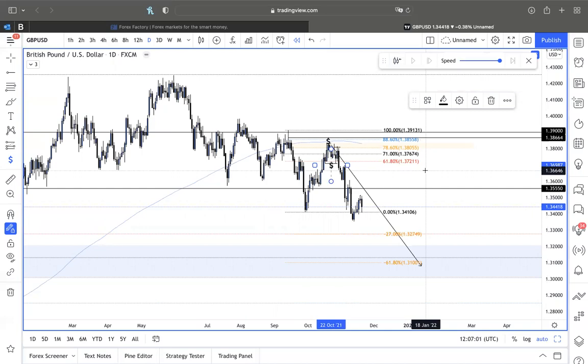I'm personally aiming for about 132 to 130. Anywhere within there is when I'm going to be taking out most of my position and just reevaluating.